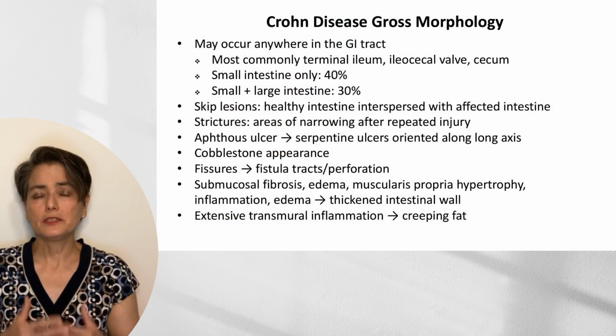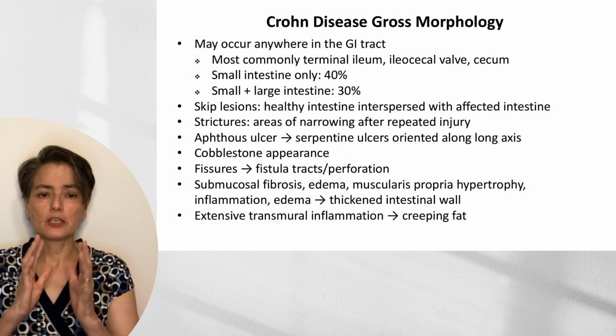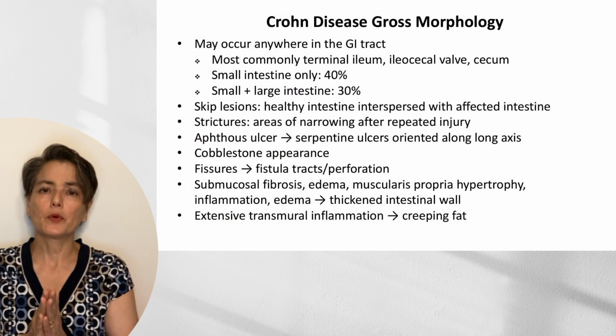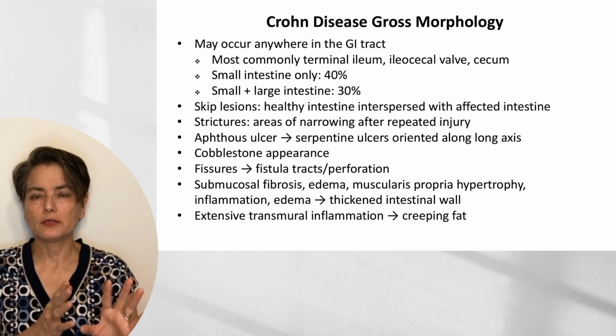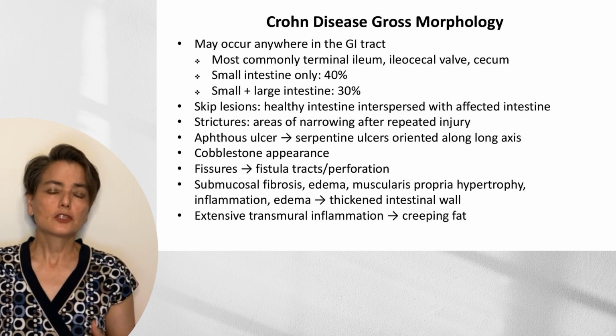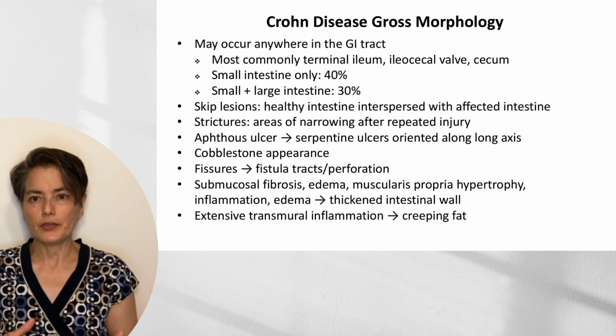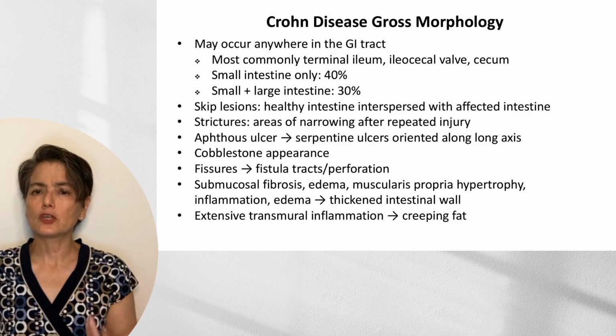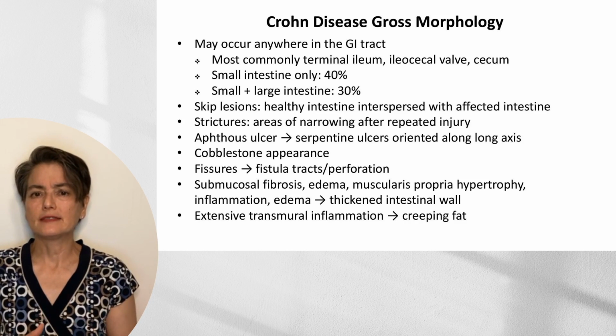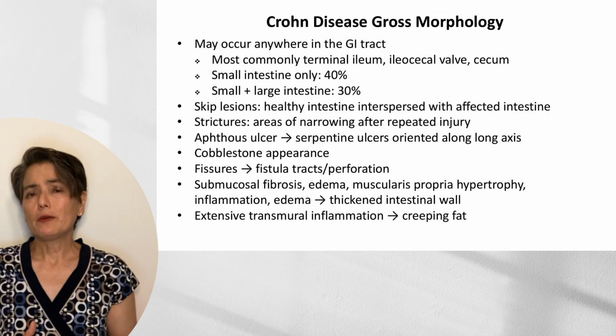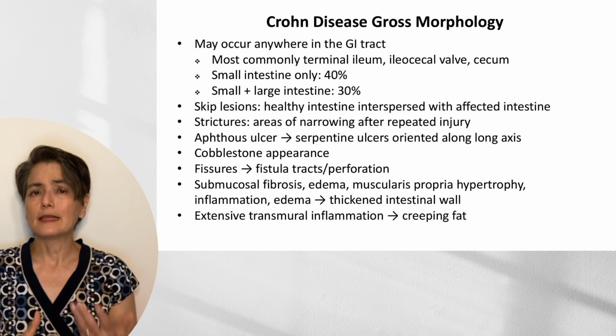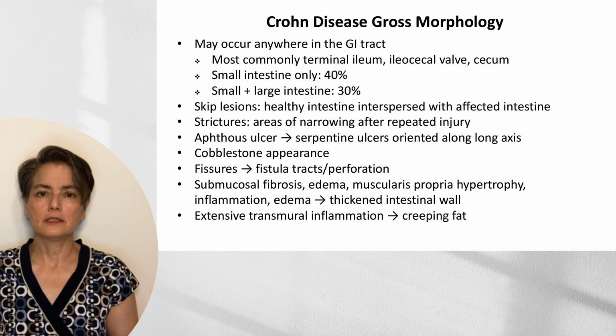So what do we see grossly with Crohn disease? Now that we've talked about what the diseases have in common, we're going to split apart and do Crohn disease and then ulcerative colitis. So as already mentioned, it may occur anywhere in the GI tract, most commonly the terminal ileum, ileocecal valve, and cecum. However, about 40% of patients have disease limited to the small intestine, 30% have small and large intestinal disease.